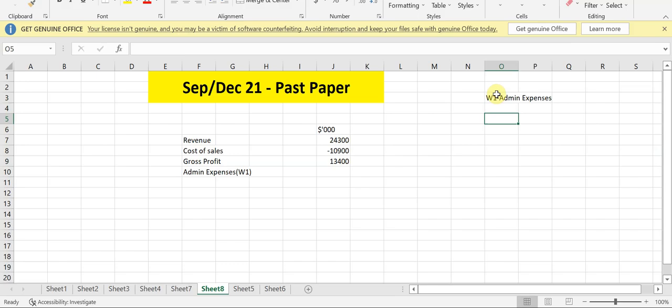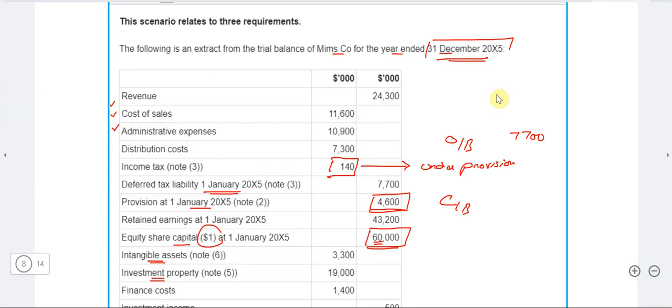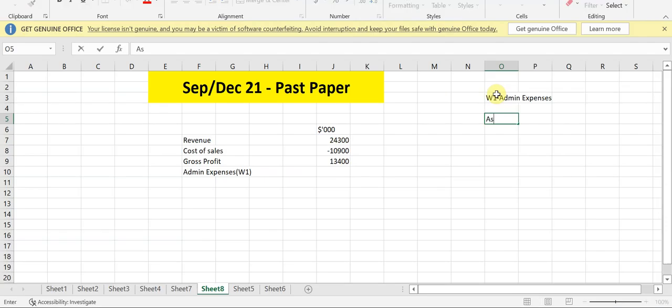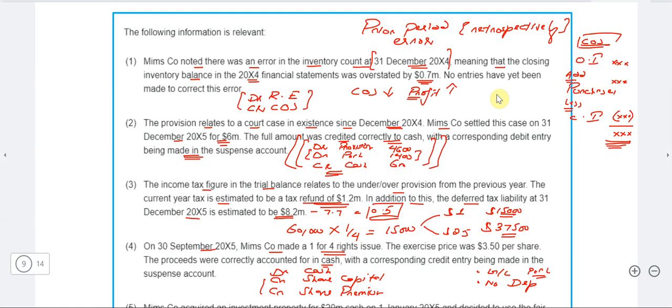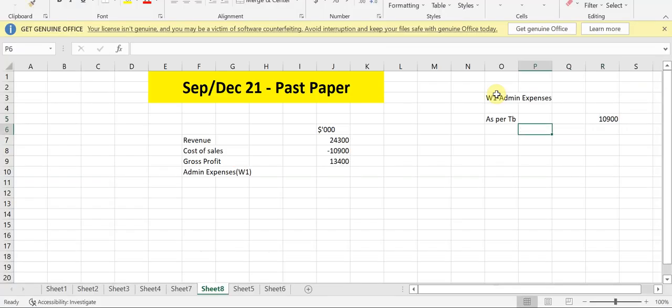All right, so we start with the one we are having in the trial balance. As per trial balance, how much is it? 10,900. Now let's go back to the question and see. The first adjustment was related to the provision. We need to charge 1400 to the administrative expenses in respect of the provision because it was understated. So provision 1400.